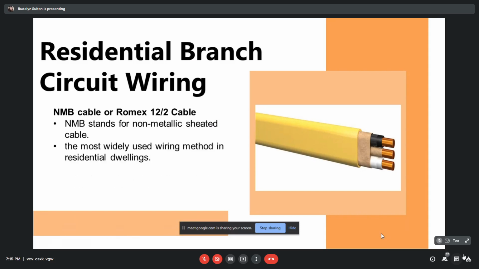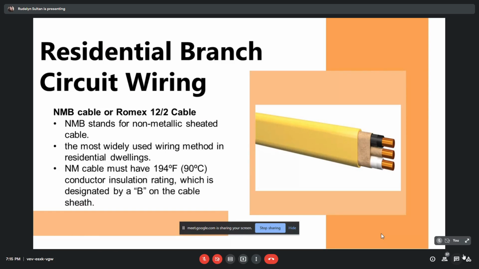NMB cable is the most widely used wiring method in residential dwellings. It is commonly used for residential wiring of luminaires, devices, and appliances. And NMB cable must have a 194 degrees Fahrenheit or 90 degrees Celsius conductor insulation rating, which is designated by a B on the cable sheath.